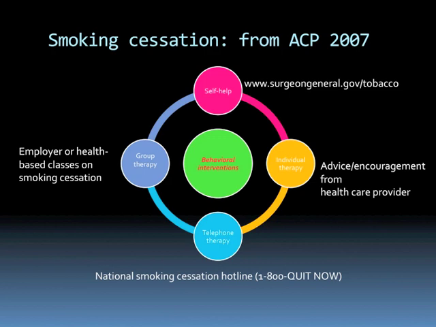The American College of Physicians in 2007 came up with this sort of paradigm of smoking cessation. What kind of interventions do we have? Do we do telephone? Do we do individual therapy? Do we do group therapy? Do we do self-help? They identified resources that can be used in the community for the purposes of smoking cessation. And again, to reiterate, it's not just lung cancer.